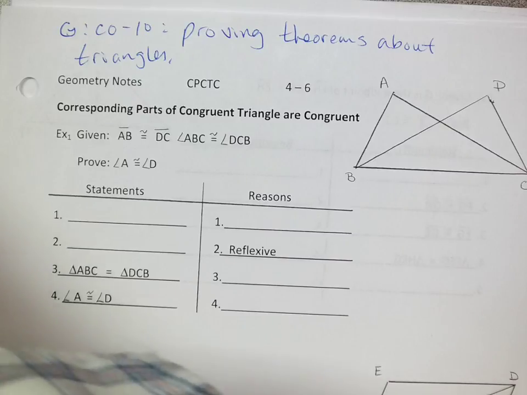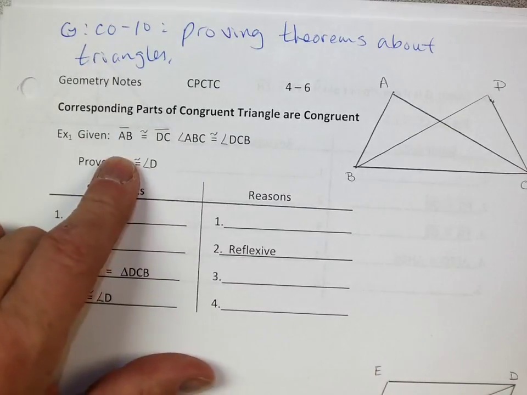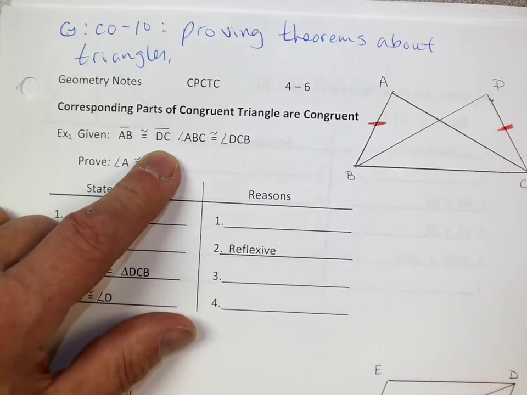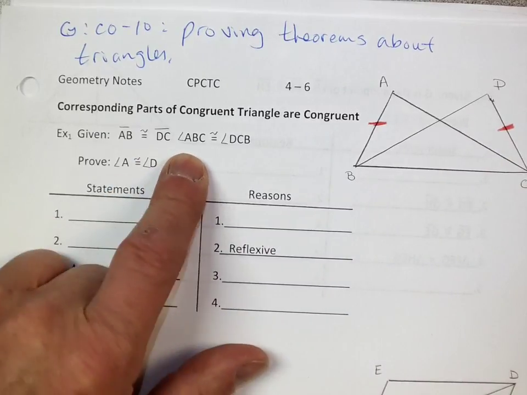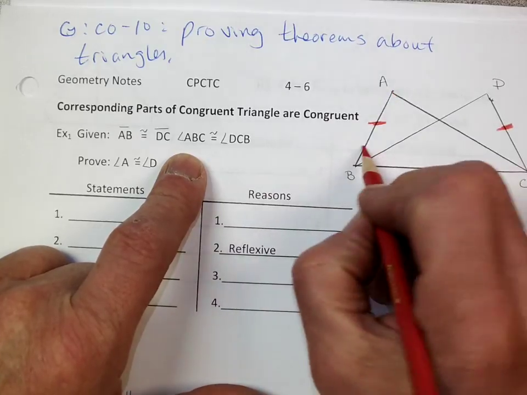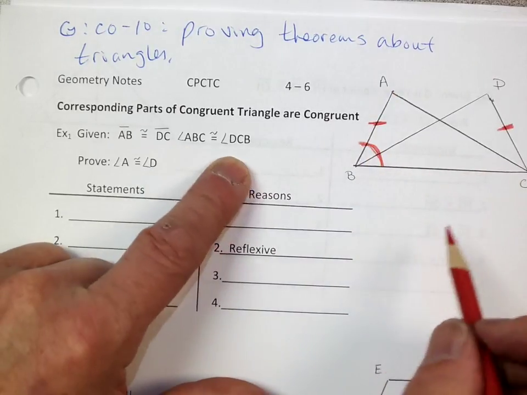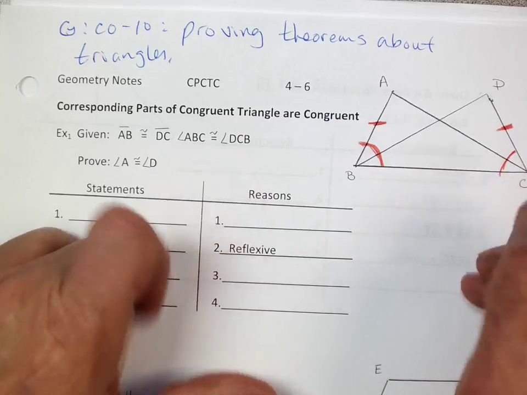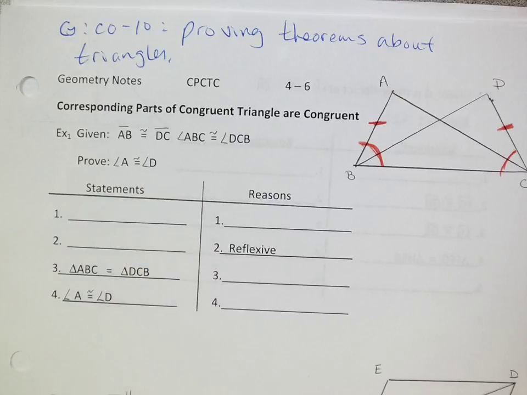So if I take a look at my given, I've got AB, that's right there, congruent to DC, okay? I'm going to mark it. I like to mark my figure because I get a visual. And angle ABC, that's this full angle, is congruent to angle DCB, that's that full angle, okay? I'm going to prove angle A is congruent to angle D, but before I do that, I'm going to have to prove some triangles, okay?